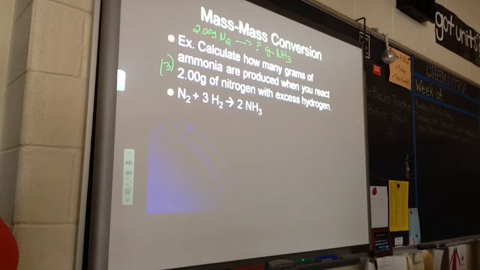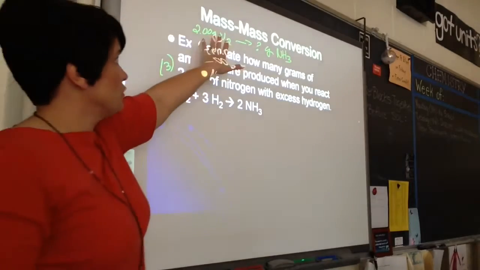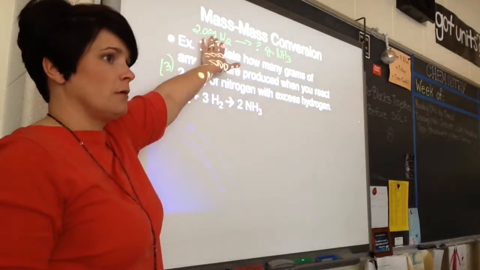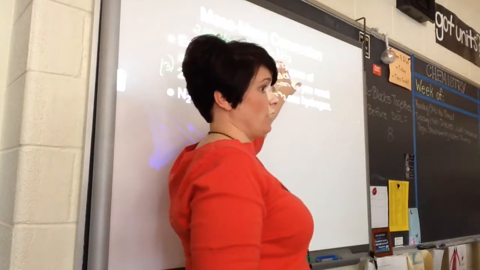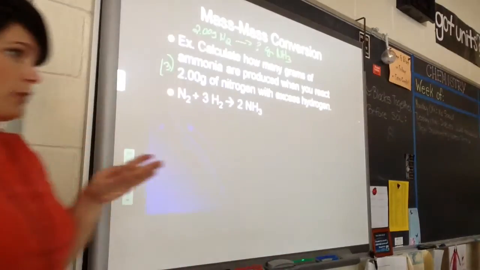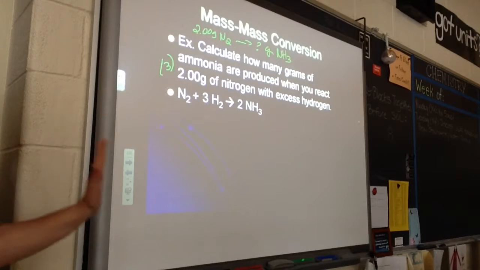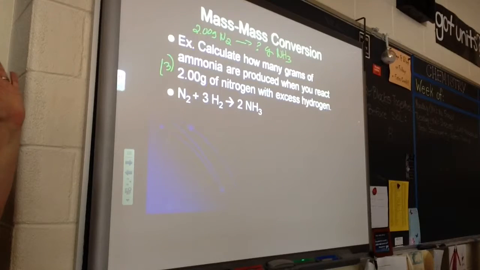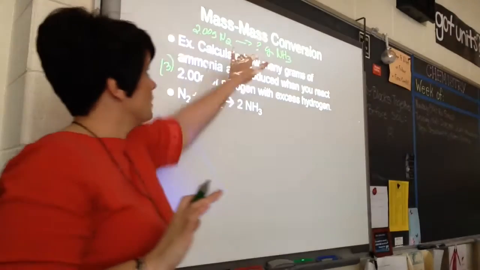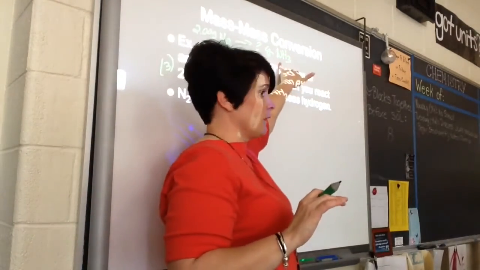Now, we have to deal with grams of nitrogen. We also have to deal with grams of ammonia. So, right away, we're going to go ahead and get both molar masses. The problem that we just did, we needed one molar mass because we were only dealing with grams one time. Now we're dealing with grams at the front and grams at the end. So we need molar masses for those two things. Which two things? This thing and this thing.